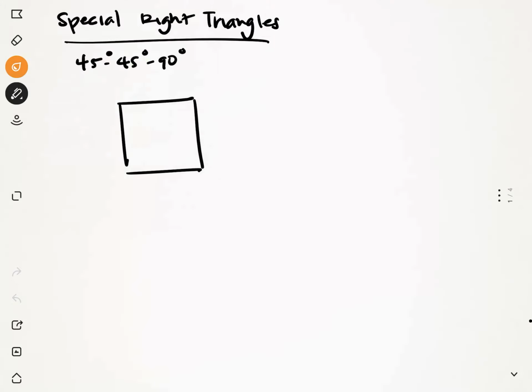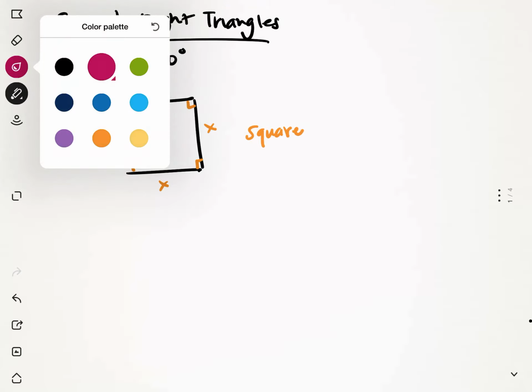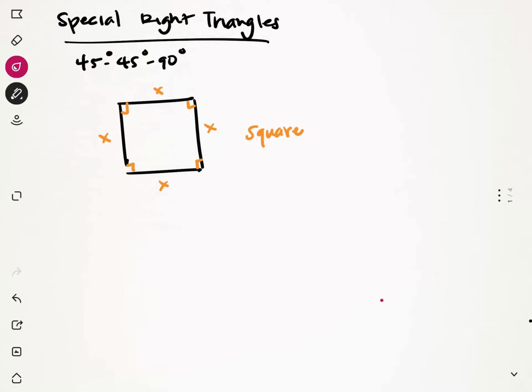So what we start off with is a square. Now let's say all the sides are length x. What we also know about squares is that we have right angles in each of these corners. Now let's take this square and split it in half diagonally. We're going to chop our square right down the middle at a diagonal.